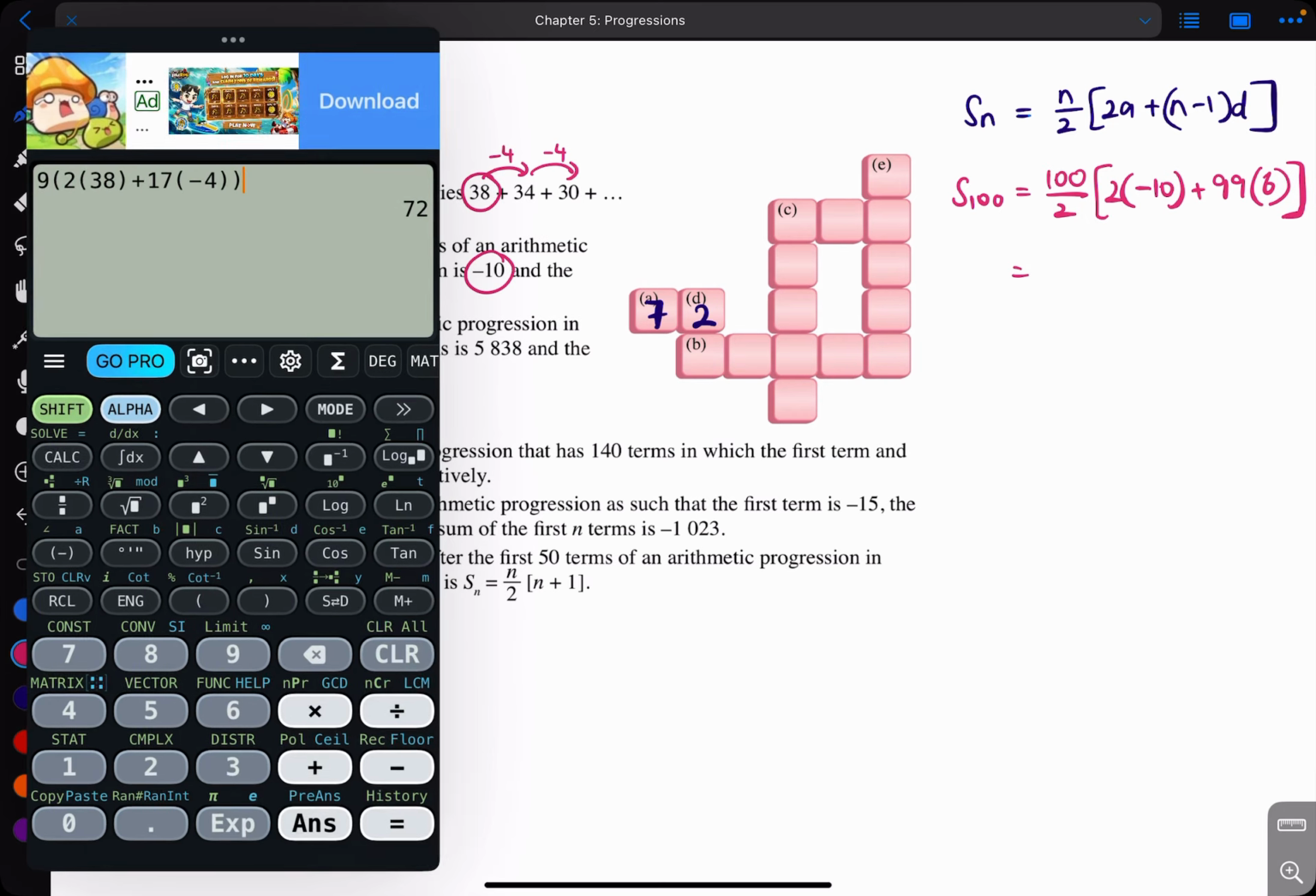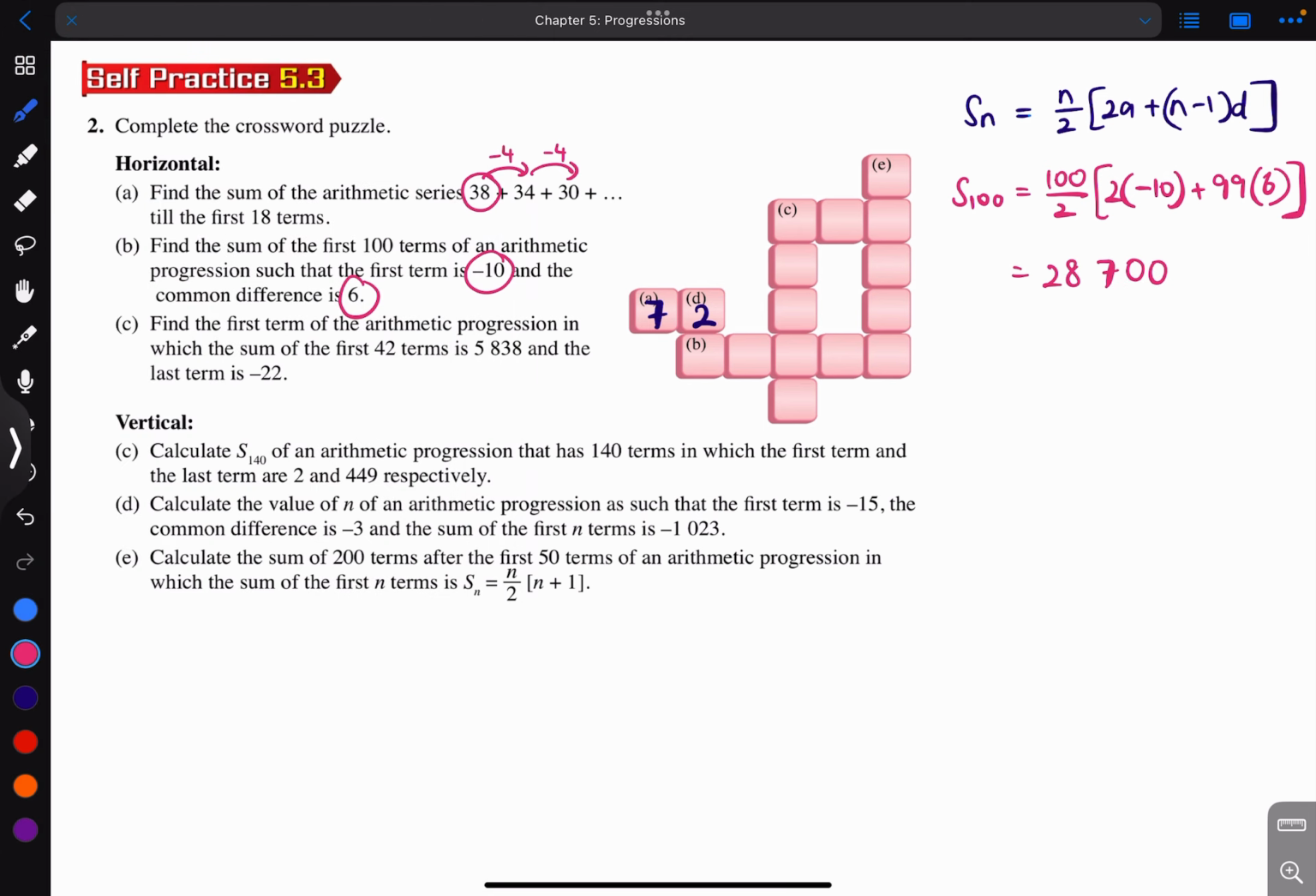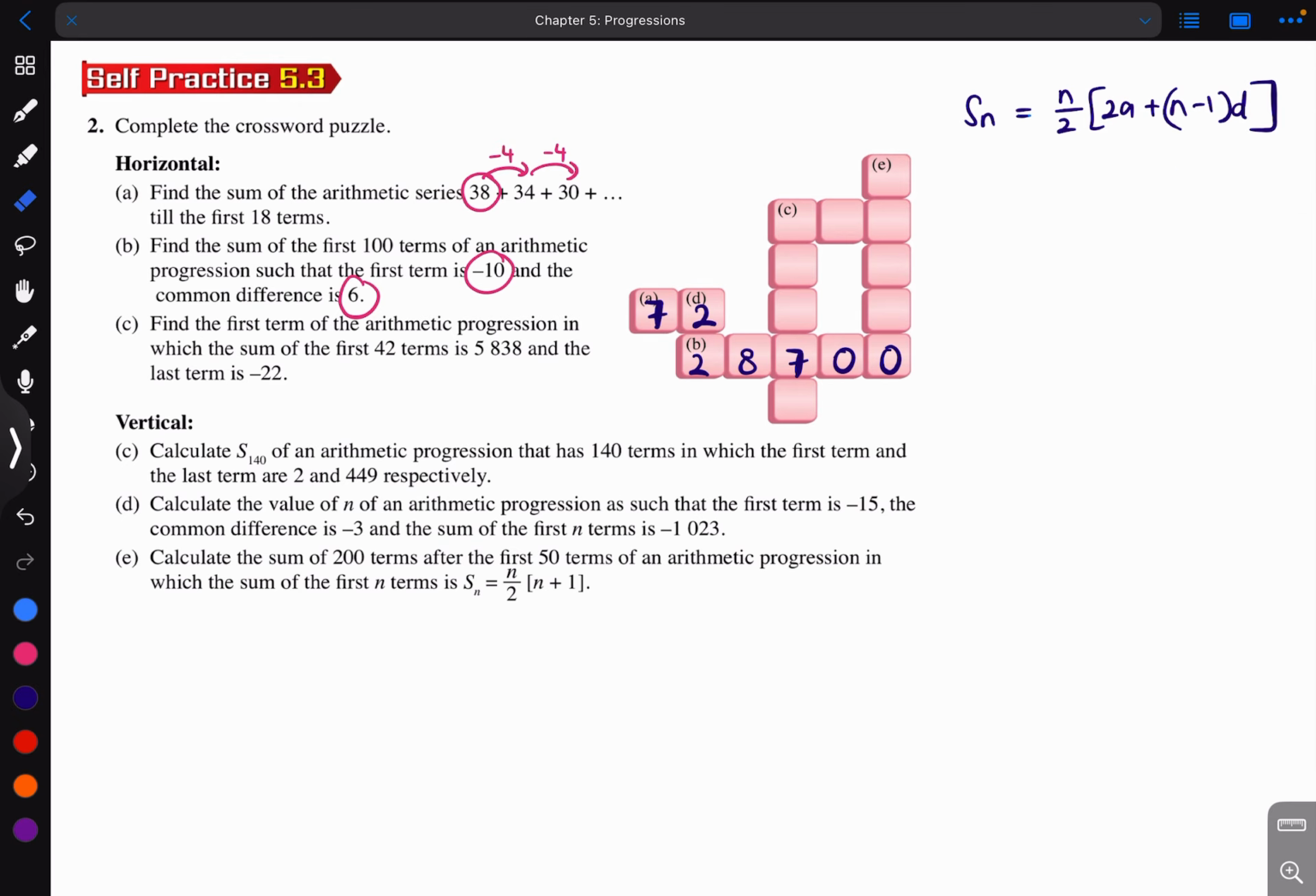So 100 over 2 is 50. Negative 20 plus 99 times 6. 28,700. So this is horizontal B. Horizontal B is here. 28,700. Okay. Right. Let's look at C.